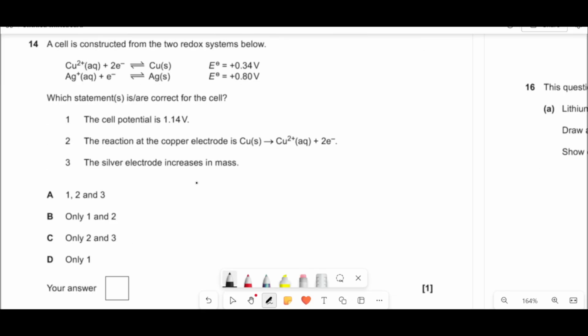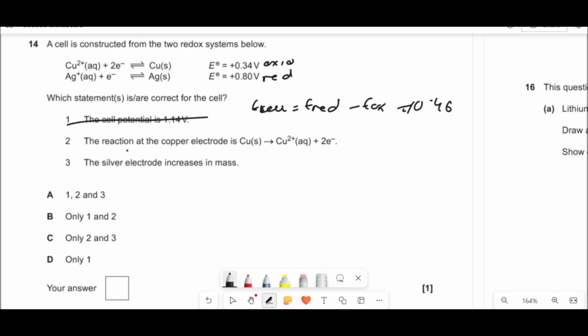Then it says a cell is constructed with these two redox systems below. Which of the statements is correct for this cell? So if we have a look, this one's more negative, so that's oxidized. This one's being reduced. Cool. Then the options say the cell potential is this. So E cell, remember, is E reduced minus E ox. So if we do that, we get 0.8 minus 0.34. That one is incorrect because it gives you 0.46 positive of that.